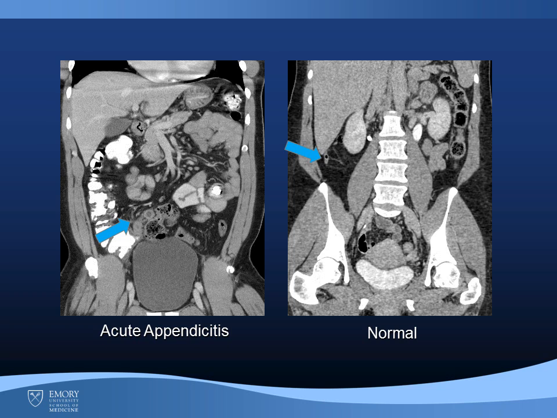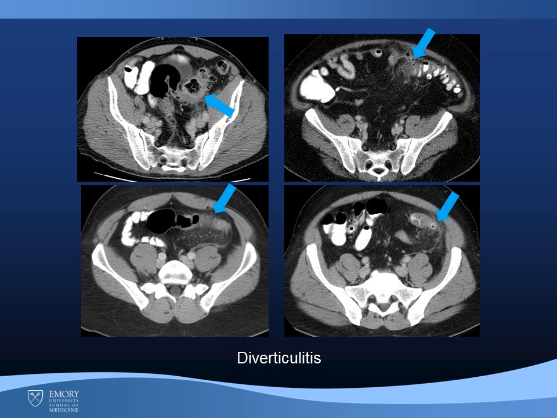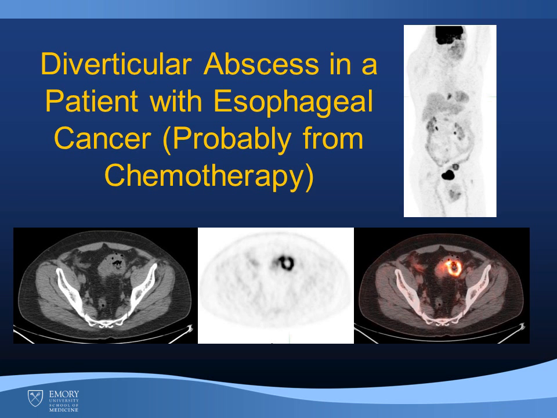Here on CT, we see acute appendicitis versus a normal appearing appendix. Characteristic diverticulitis with inflammatory mesenteric stranding on CT. And you can imagine what this would look like on PET.